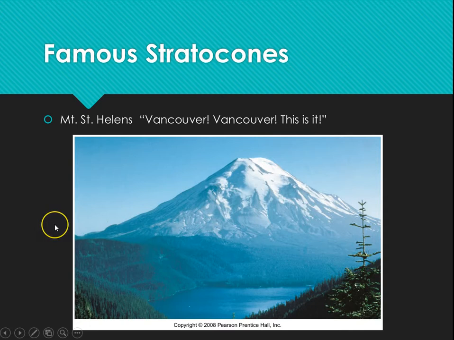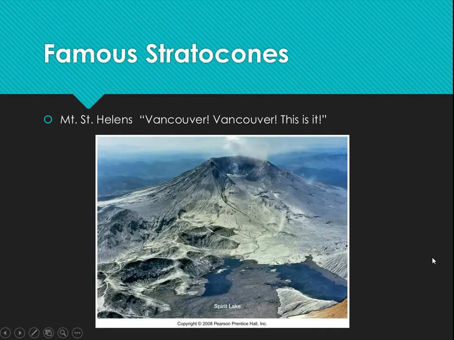So let's look at some famous stratocones. For one, Mount St. Helens, this is before 1980. Beautiful, nice, pointy shape. That's indicative of those stratovolcanoes. Got snow at the top, lots of glaciers. This is Spirit Lake down here, lots of camps around there. And then this is what all that looked like after that eruption.